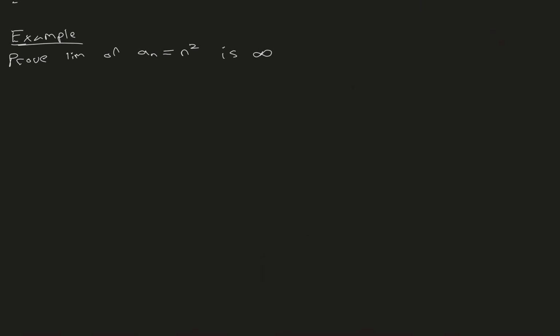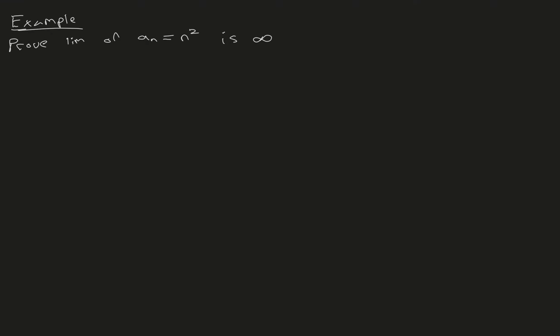So let's take one look at a simple example. We're told to prove that the limit of a_n is infinity. We have to prove that the limit of a_n, which is equal to n squared, is infinity. So as always, we'll work with the definition. So let's do the template part of the proof. For all M greater than 0, we're looking for this single N such that for all n greater than this capital N, a_n, which is n squared, is greater than M.